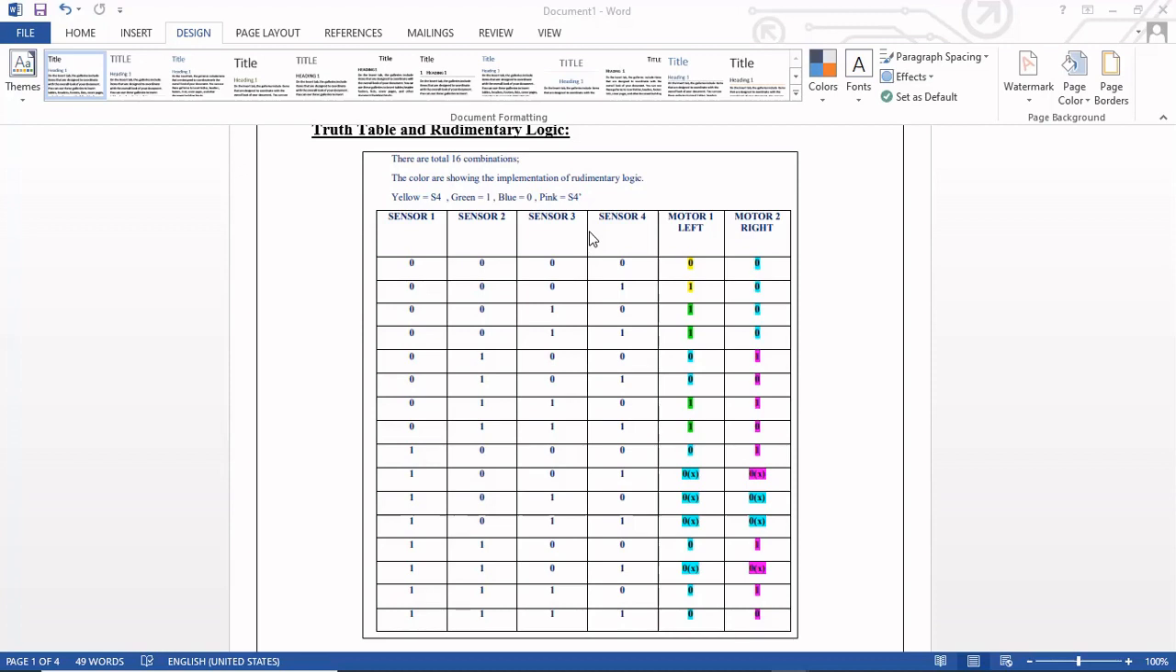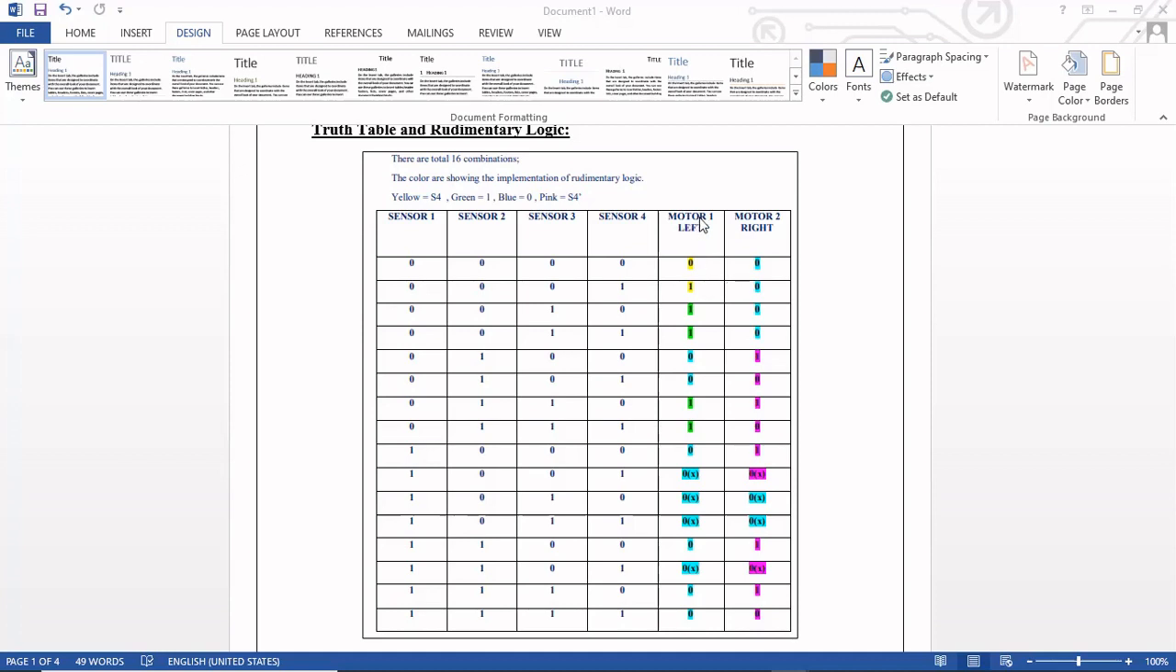Now come to rudimentary logic. In rudimentary logic, we have to compare the output with the last, or we can say the rightmost input. Here the rightmost input is the sensor port. So we have to compare the outputs of the motor with this sensor port. Rudimentary logic is about pairs. We have to make pairs with this input of the sensor port using the outputs of the motor.